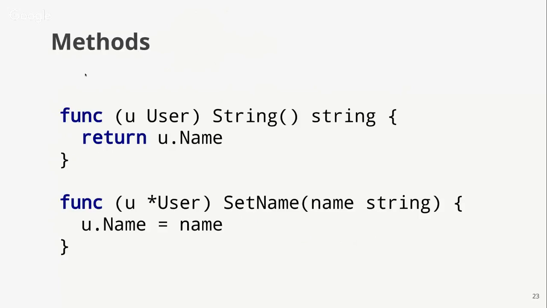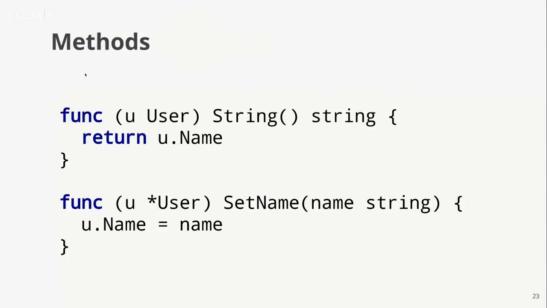Methods. So in Go, you also have no class keyword. What this means is not that you cannot have methods. It means that you can assign methods to any type you define on your own. So in this case, we define a method called String on the user struct, which we declared earlier on. That String method returns a string type and just returns the u.name, for example.